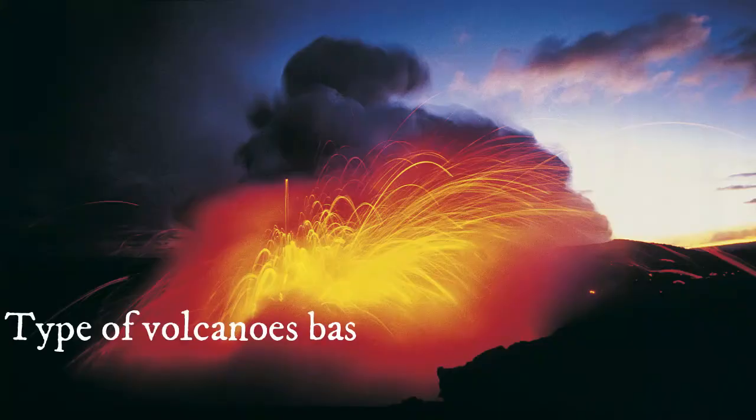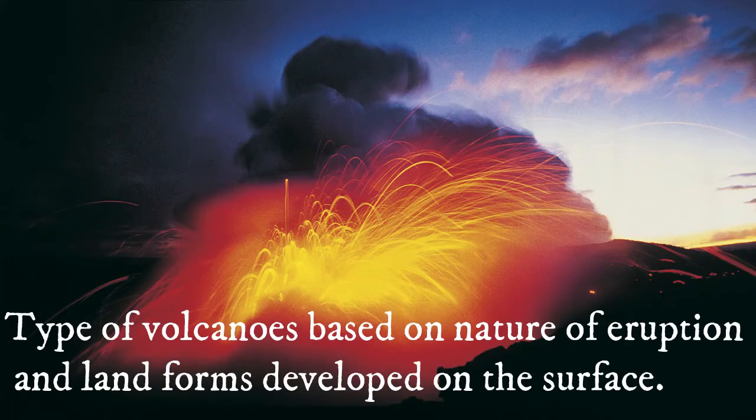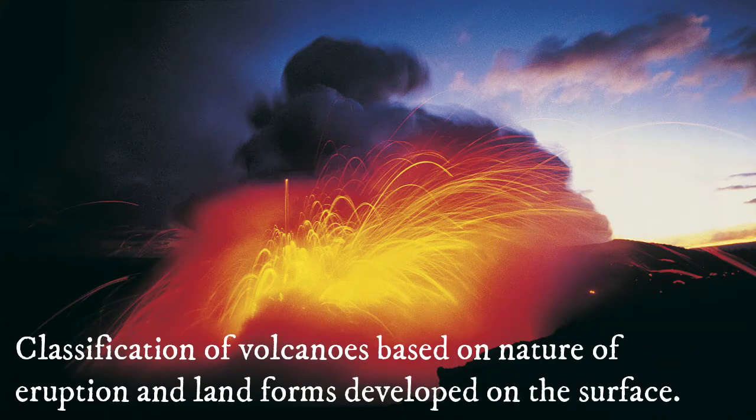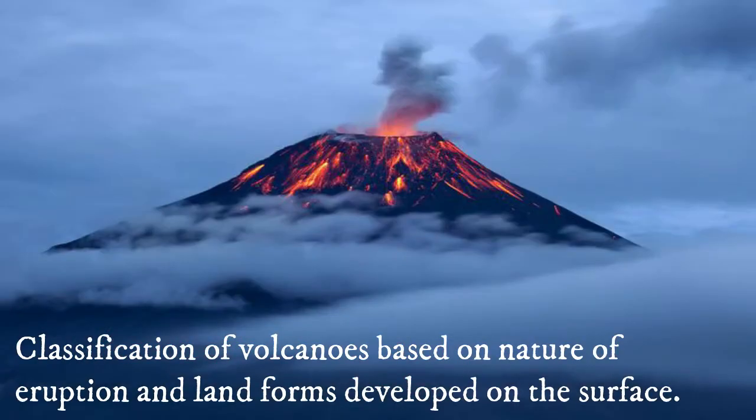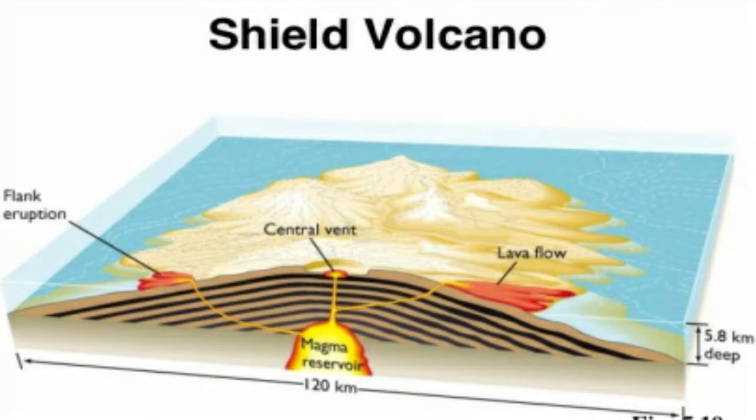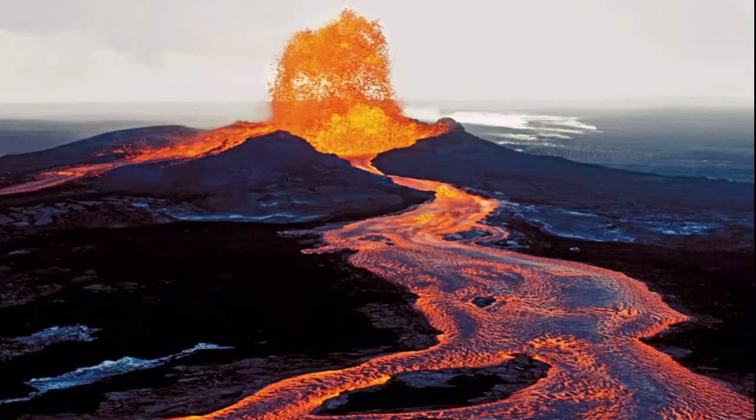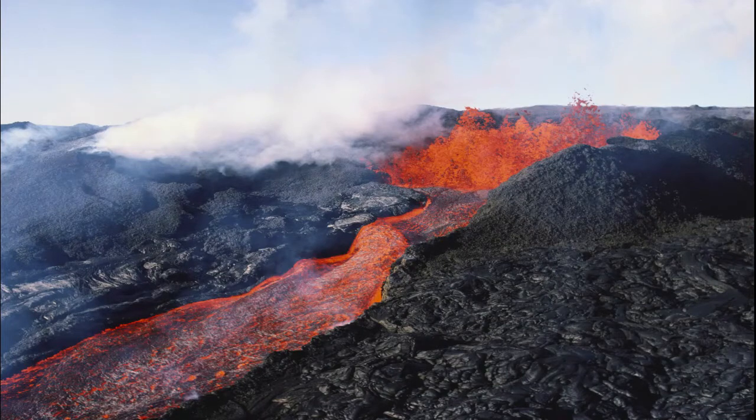Now, let us know about the types of volcanoes based on their nature of eruption and landforms developed on the surface. On the basis of the nature of eruption and landforms developed on the surface, the volcanoes are classified into number 1, shield volcano. These volcanoes are the largest of volcanoes. They are mostly made up of basalt, a type of lava that is very fluid when erupted.